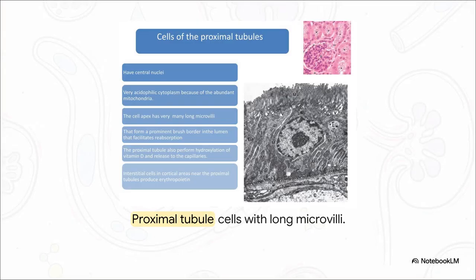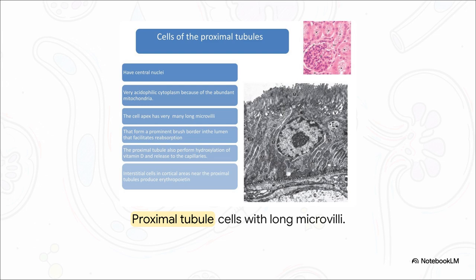Now, what's really fascinating here is how perfectly we can actually visualize that high energy demand. Just look at these cells of the proximal convoluted tubule. Do you notice how dark and deeply stained that cytoplasm is? That is your acidophilic staining in action, driven entirely by those abundant mitochondria.